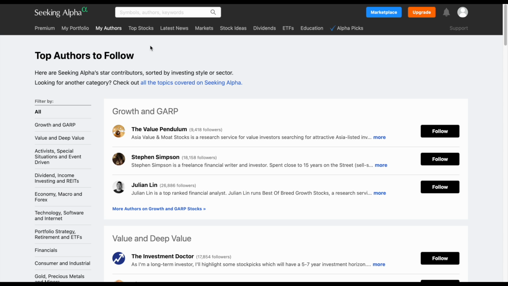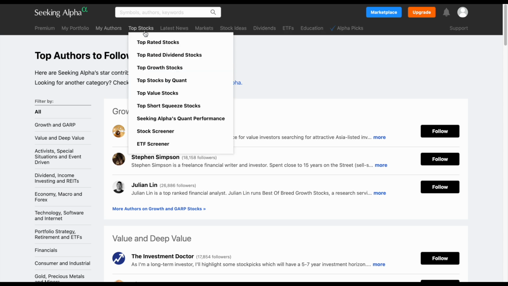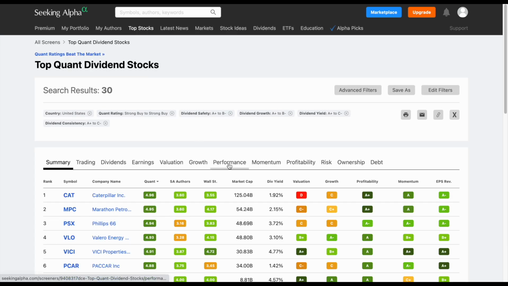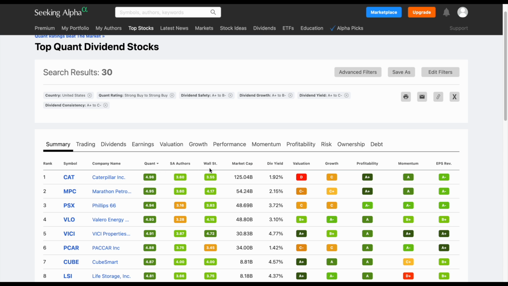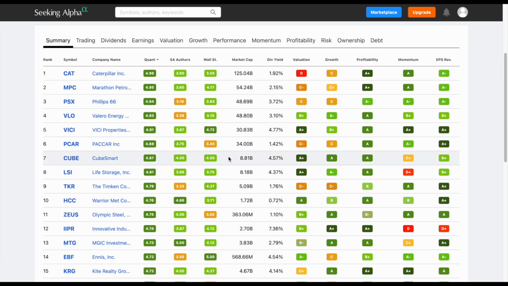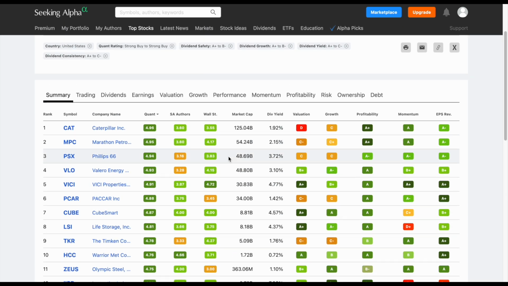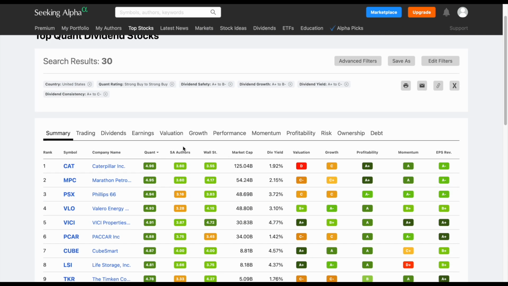And Seeking Alpha is also going to give you a lot of ideas for different types of investments that you could be looking at. So for example, if we come to top stocks, we can see top rated stocks, top rated dividend stocks, top rated growth. You can just see all of this here as well. We have a stock screener, we have an ETF screener. Let's go ahead and say we want to look at top rated dividend stocks. I'll click right here and we can see a list that based off of these different metrics here, it's going to give us some companies that they believe are trading at a good value. Now, obviously, do your own research as well, but this is a great place to start looking at different companies to see if they fit into your investment style.